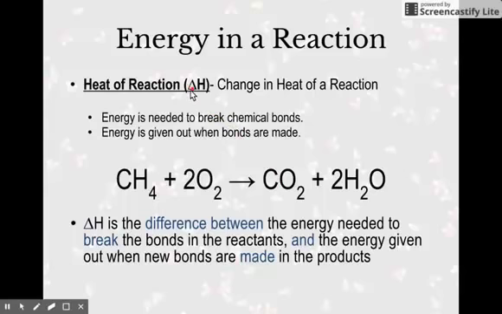Remember last time in class we talked about what delta stands for. So our change in heat for our reaction.